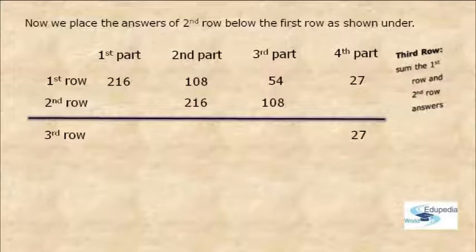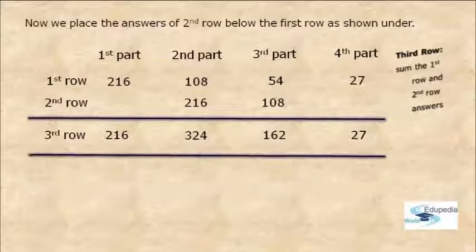Now moving to the third part, here we have two numbers, that is 54 and 108. We have to add up these two numbers, so by adding we will get 162 as the answer. And moving to the second part, here we have two numbers, that is 108 and 216. By adding up these two numbers, we will get the answer as 324. Now moving to the first part, here we don't have any numbers to add up with the first row answer, so we have to write the answer, that is 216, as it is. Now let us place one more horizontal bar below it.